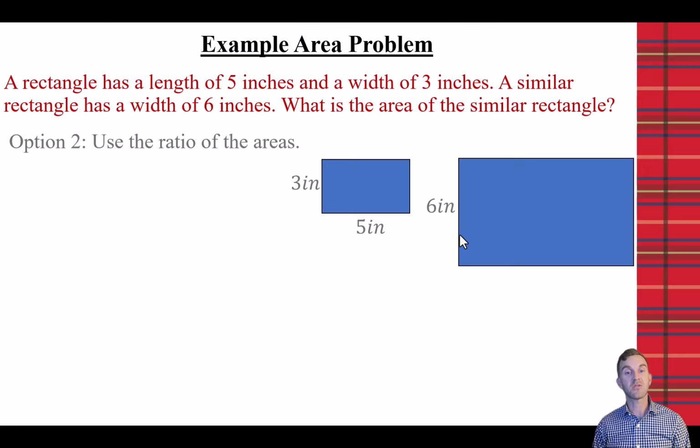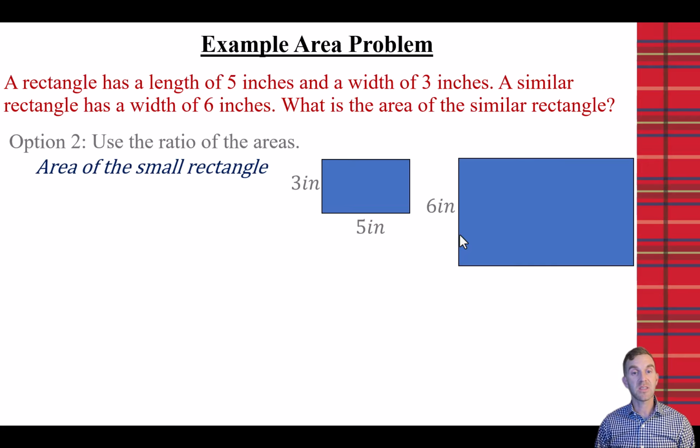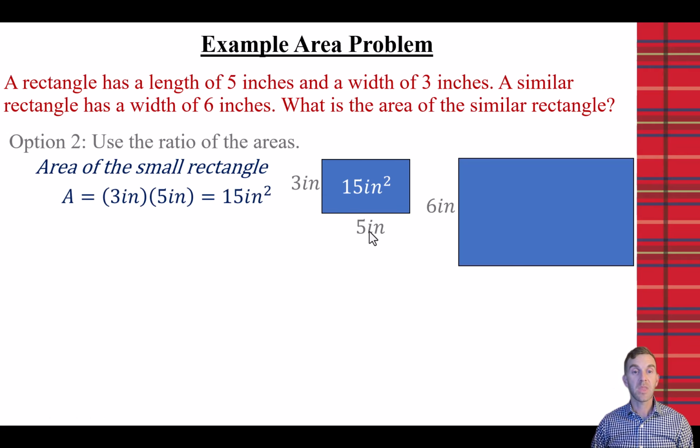The other way I could do this is use the ratio of the areas. So let's first say, well, what's the area of the small rectangle? Well, this is 3 by 5, which would be 15 square inches. And then I have to think about, well, what is the scale factor?